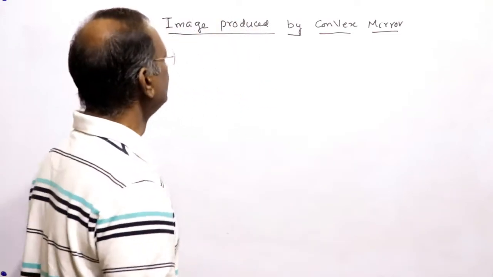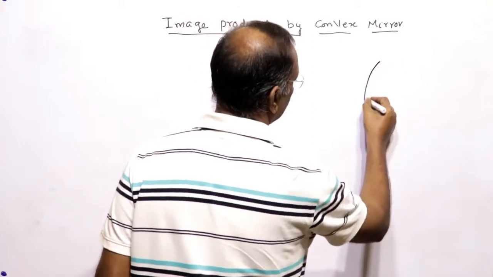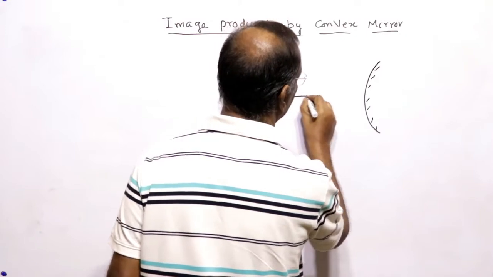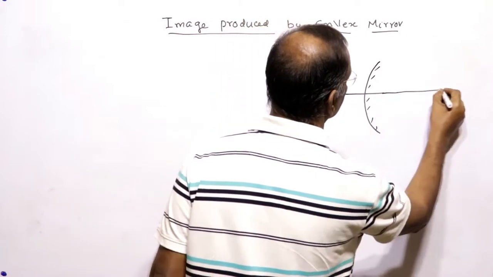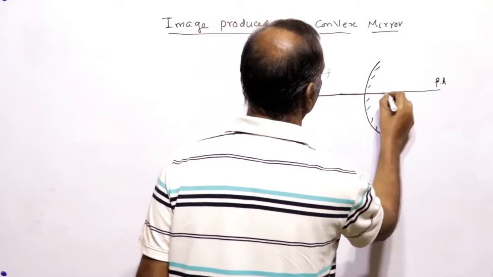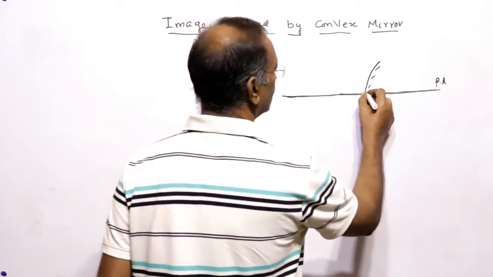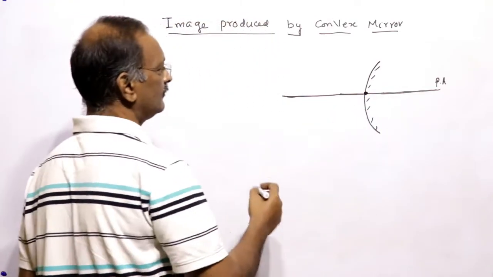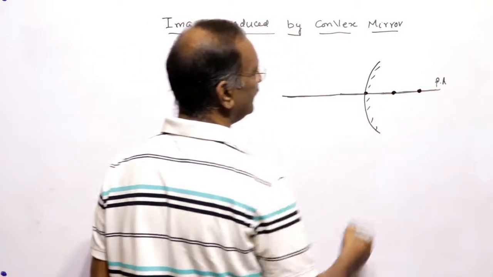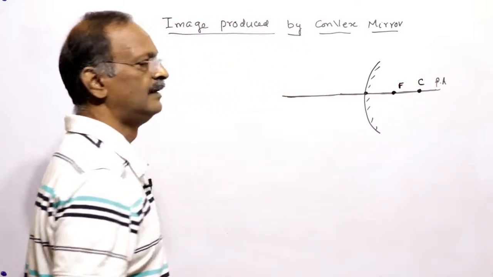Image produced by convex mirror. This is a convex mirror and this is the principal axis. This is the pole of the convex mirror. So the focus will be here and the center of curvature will be here. So you call it focus and center of curvature.